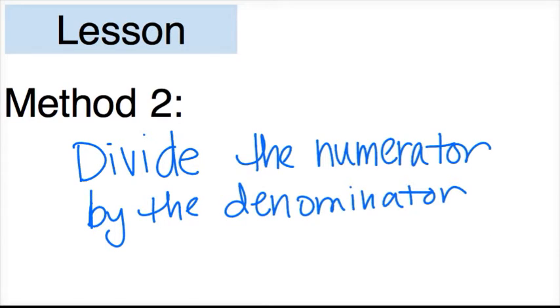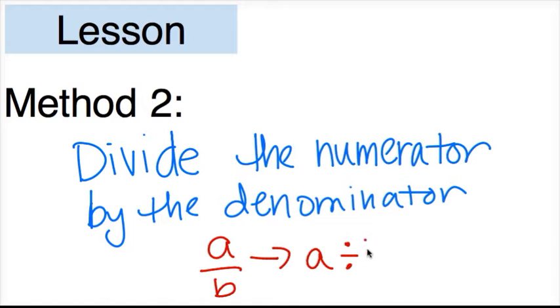Now, a lot of times students have trouble deciding what order that is, what number is underneath the division symbol, what number is outside. So if we had A over B as our fraction, we divide the numerator by the denominator. So that looks like this.